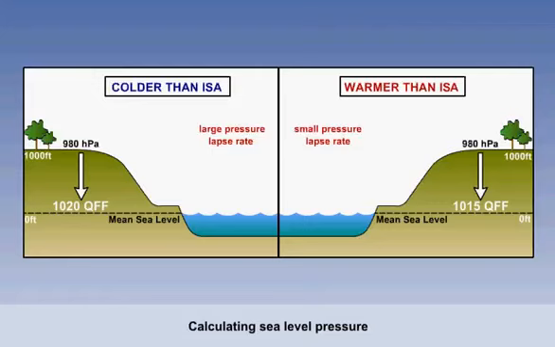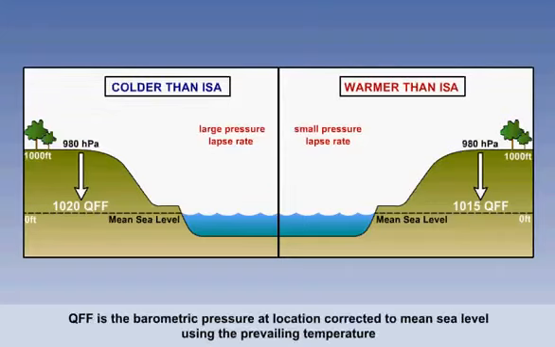The two diagrams confirm this for us. The diagram on the left shows that if a station was above mean sea level and the air was colder than ISA, the corrected mean sea level pressure would be higher when compared to warmer than ISA. These mean sea level pressures are known as QFF values. QFF is therefore the barometric pressure at a stated location, corrected to mean sea level, using the prevailing temperature.